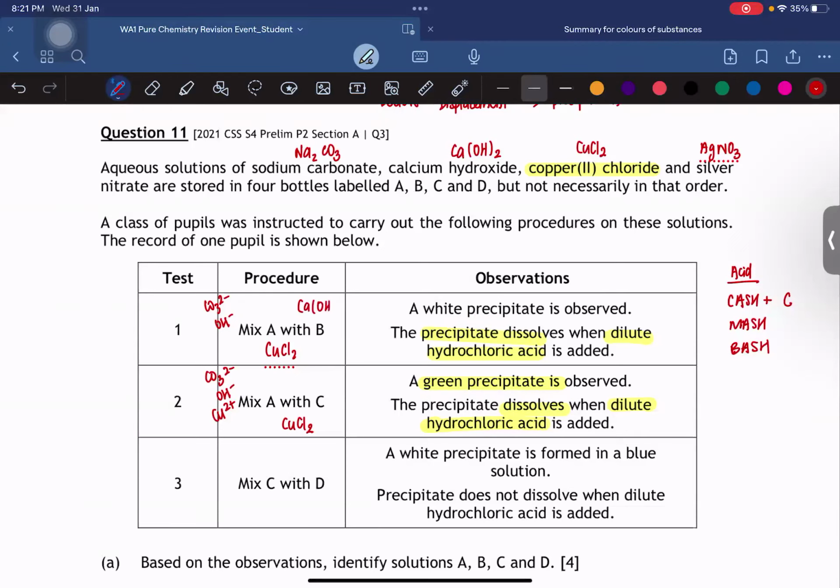Let's say this is calcium hydroxide. Is calcium chloride a white precipitate? Yes or no? Have you all done salts? All chlorides are soluble except for lead(II) chloride and silver chloride. So is calcium chloride a precipitate? No. So calcium chloride cannot. Copper(II) hydroxide, is it a precipitate? Yes. But is it white in color? No. So therefore, calcium hydroxide doesn't work, which means my A cannot be copper(II) chloride.